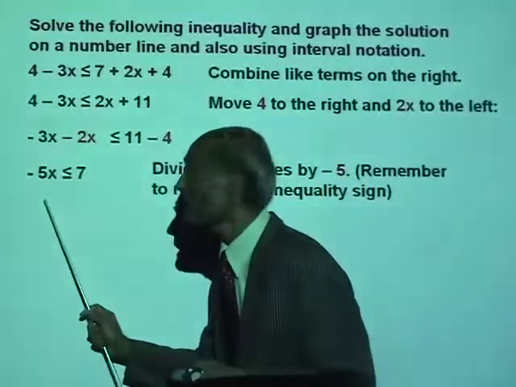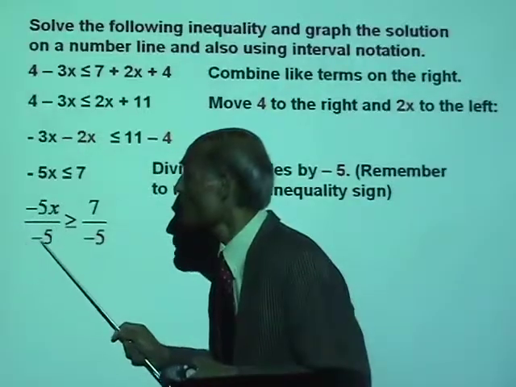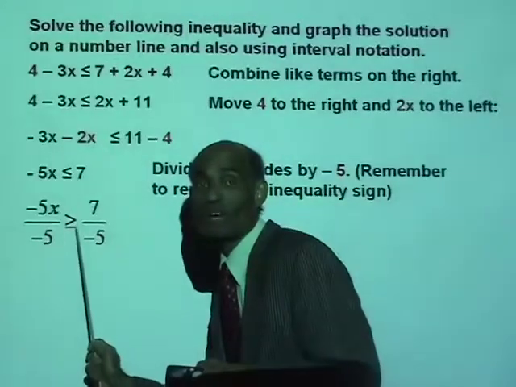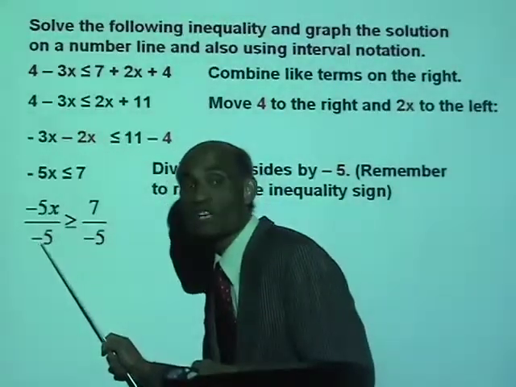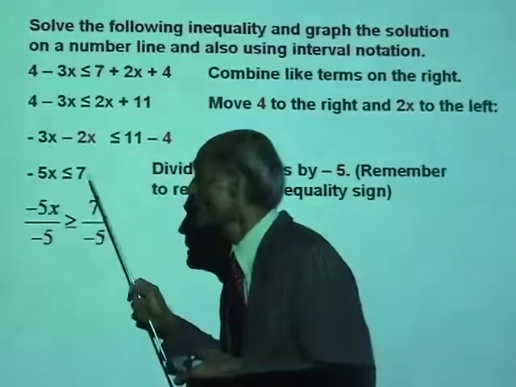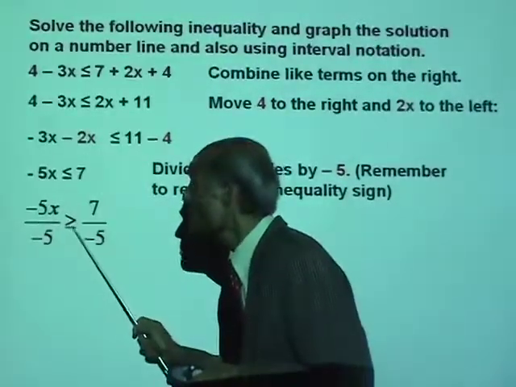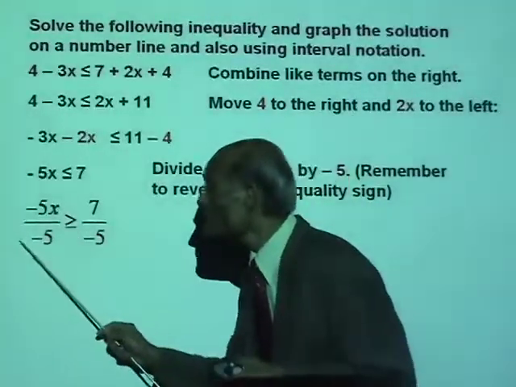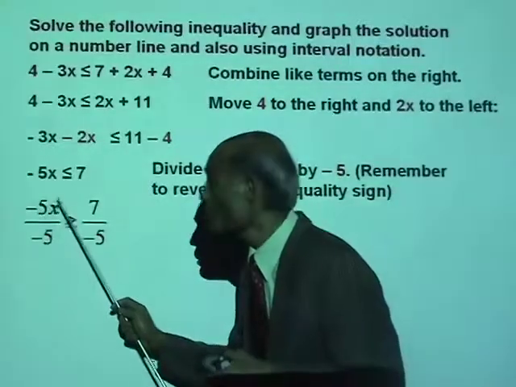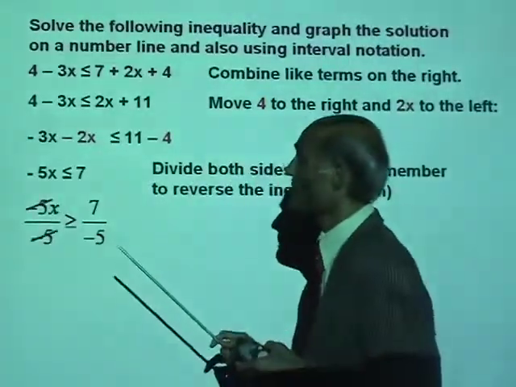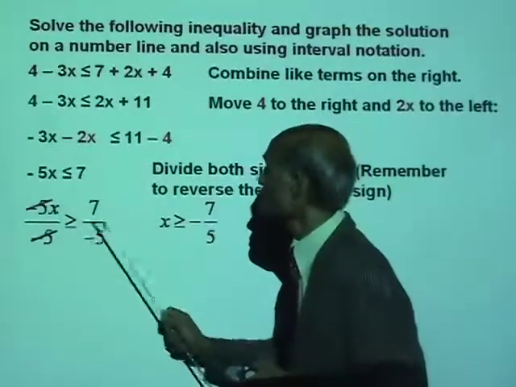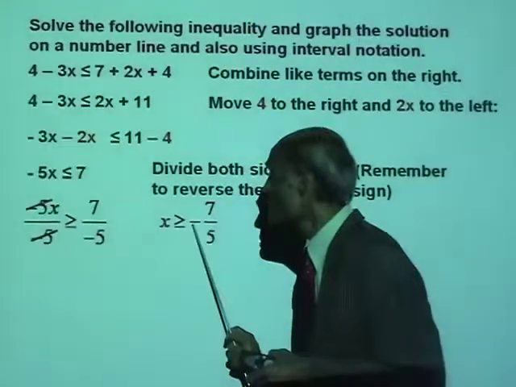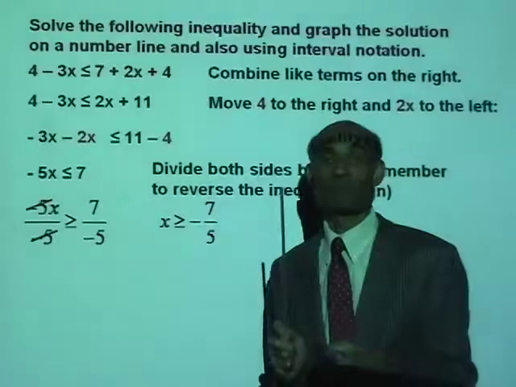Alright, watch how I do that. Negative 5x divided by negative 5. Now less than or equal to becomes greater than or equal to. When you divide by a negative, reverse the sign. It is greater than or equal to 7 divided by negative 5. And on the left, negative 5 and negative 5 cancel. You have simply an x. So x is greater than or equal to 7 divided by negative 5, which is negative 7 over 5.